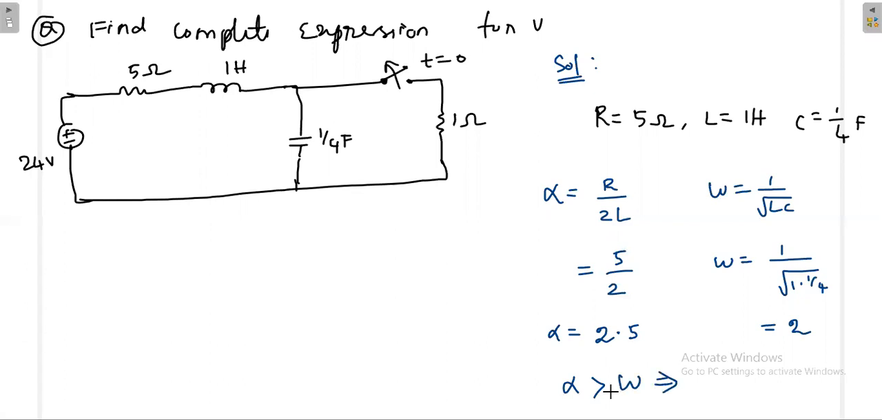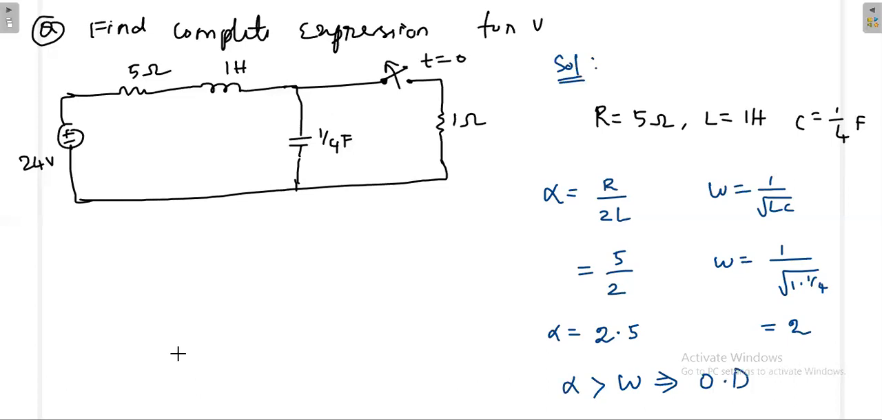If alpha is greater than omega, what is the solution? Critical damping, under damping, or over damping? Anybody? Over damping, sir. Over damping. Once it is over damping, what is the response format? If it is over damping, then you will get roots which are real and not equal, on the negative axis.